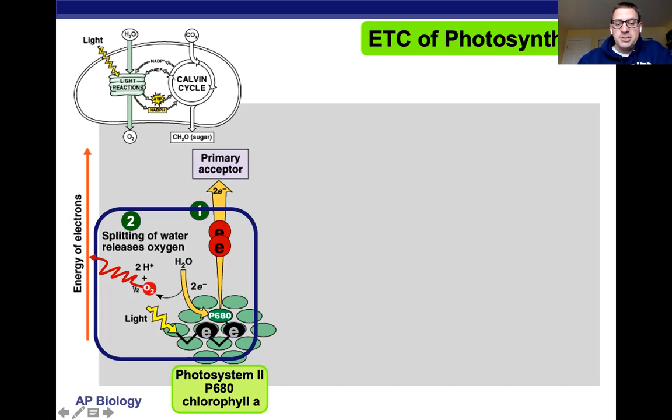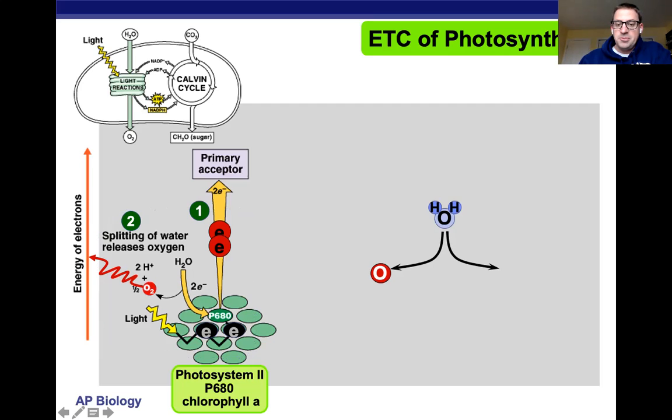So the water molecule gets split. The electrons are absorbed by this P680 and passed on. The oxygen atom here combines with another oxygen atom from another water molecule and is released from the plant. That's where the oxygen gas comes from. The protons, the H plus ions, remain within the thylakoid.